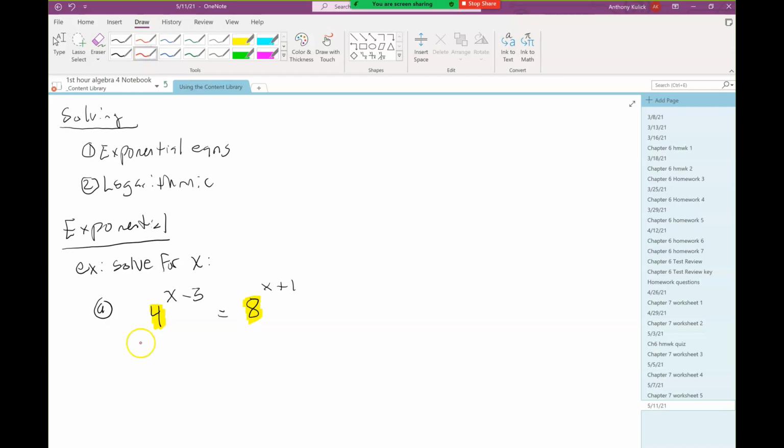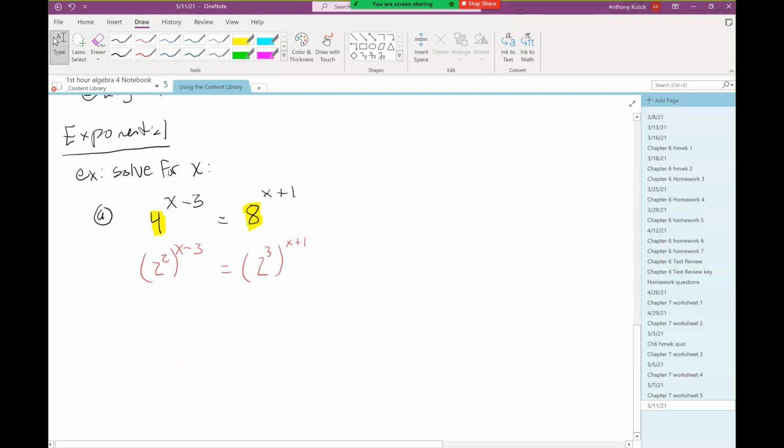So what I can do is replace 4 with 2 squared, and replace 8 with 2 to the third, and now I have an exponent of an exponent. You should remember from last chapter that when I have an exponent of an exponent, the exponents multiply.